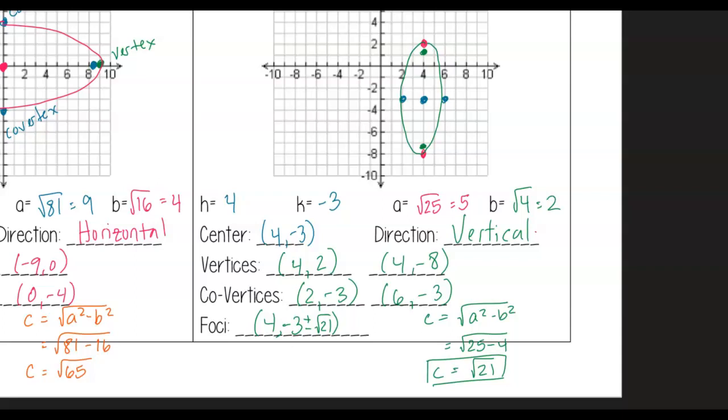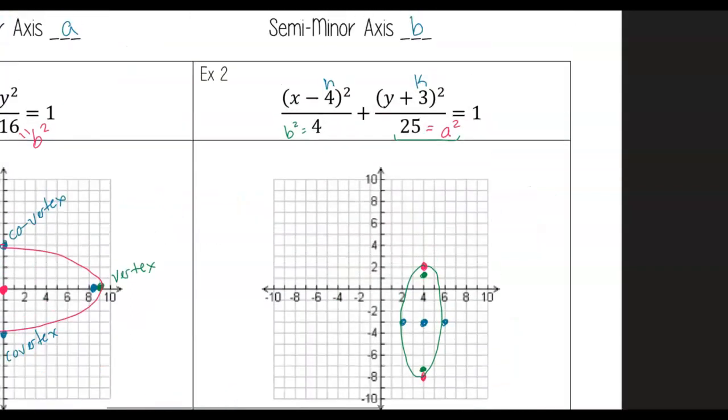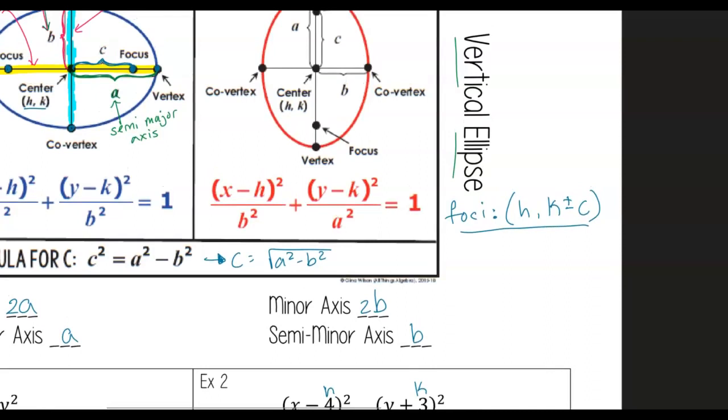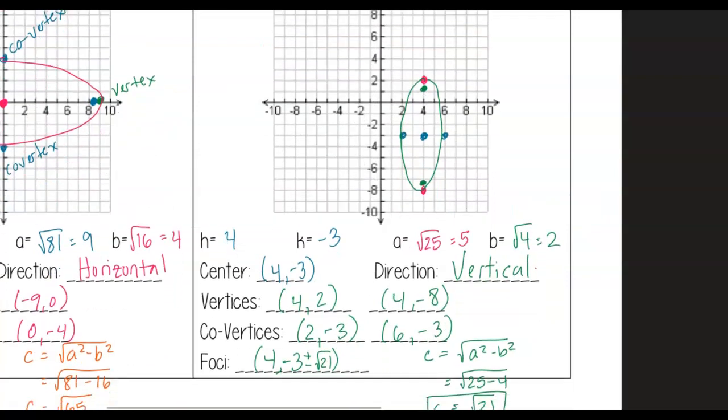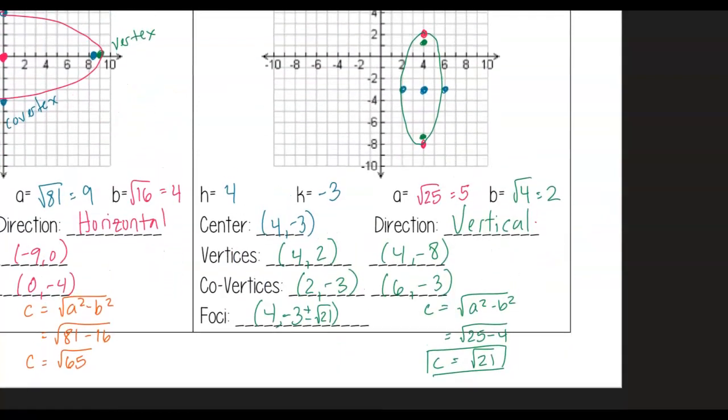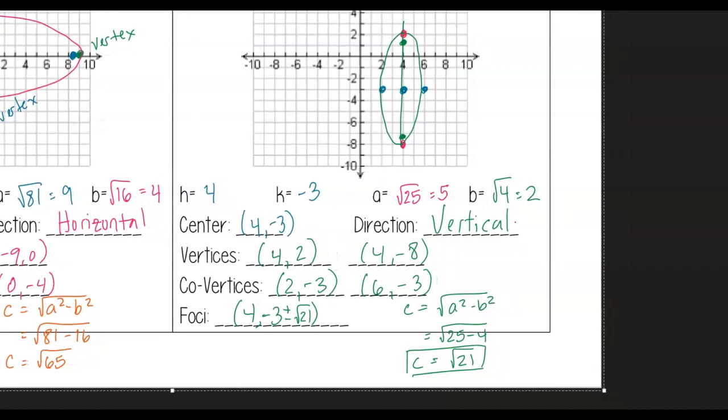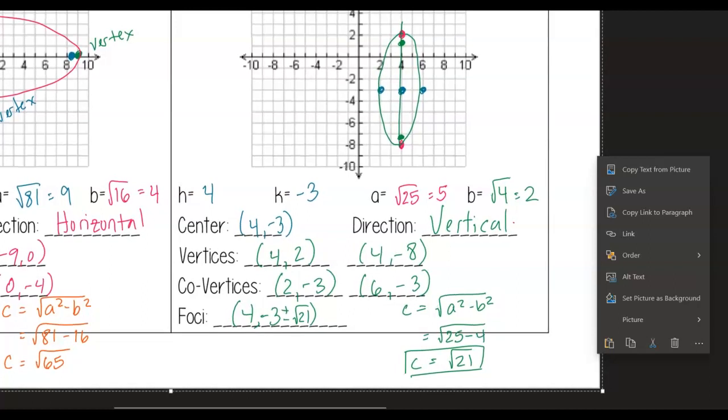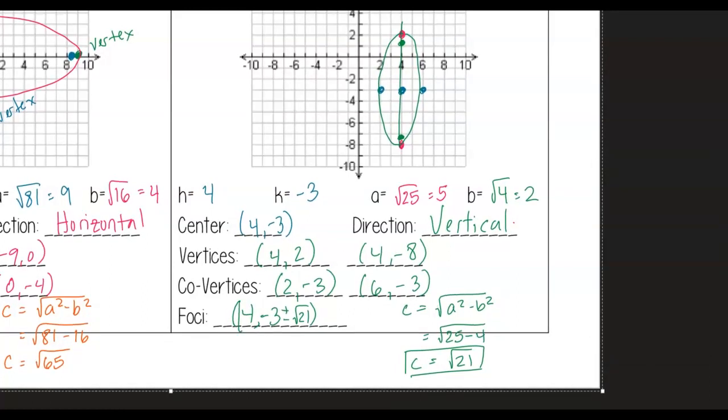Again, I wrote that formula up above, so you don't have to memorize it. It's written right next to our vertical ellipse, hopefully you wrote it down. All I did was I knew that if this is our major axis, those foci have the same X value as the center. So both of those foci have an X value of 4. To get the Y value of the foci, you take the same K value as the center, -3, and you add and subtract your C value.